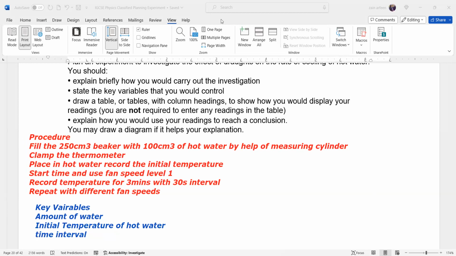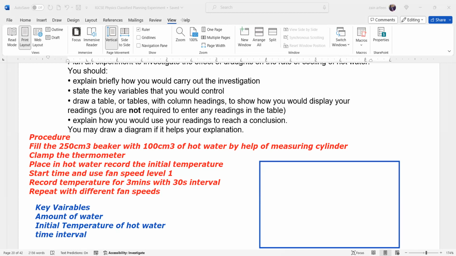Then the next one is the table which we draw. The first column is fan speed. The second one is time. And the third one is temperature. You are not supposed to write any values. Say this is fan speed. It will be in meters per second, or fan speed level, you can say level 1, 2, 3. Then you will have the time.